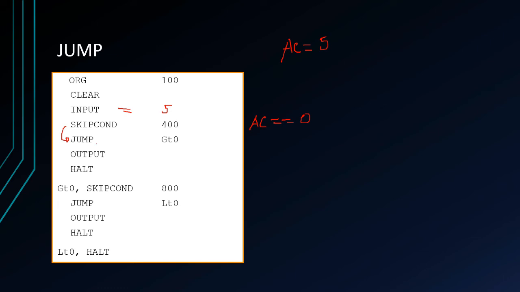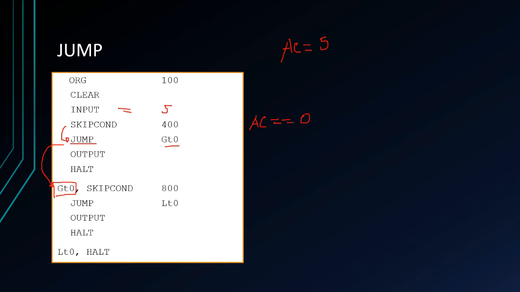GT0. So, this is the instruction, jump. And GT0 here is just a label. So, it can be any label you want. Okay? It is the label of the instruction or part of the program kung saan tayo mag-jump. So, we are going to jump to this part of the program. Kasi yan ang label niya, GT0. Okay, so from here, jump tayo dito. So, we're going to skip the output at saka halt na instruction.